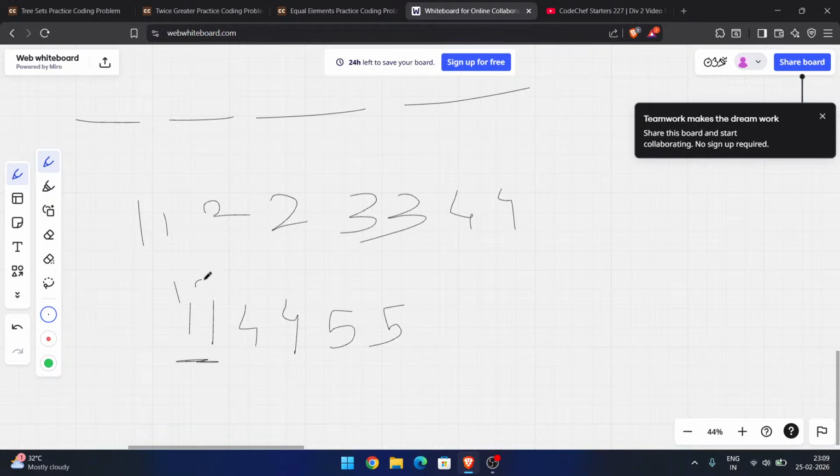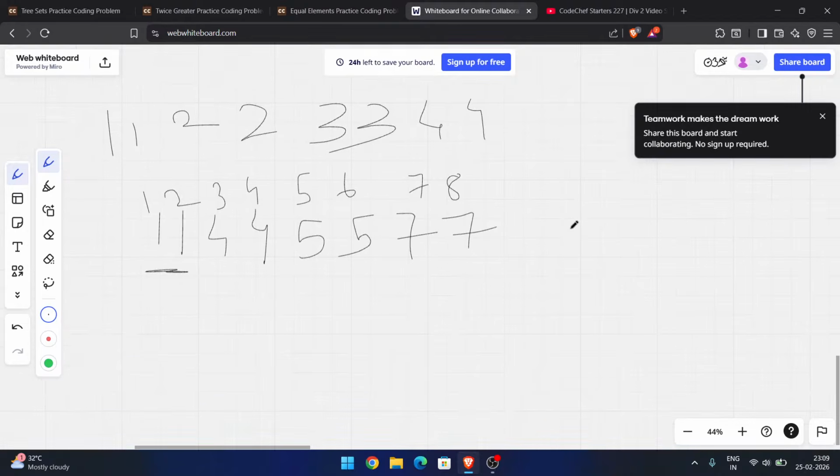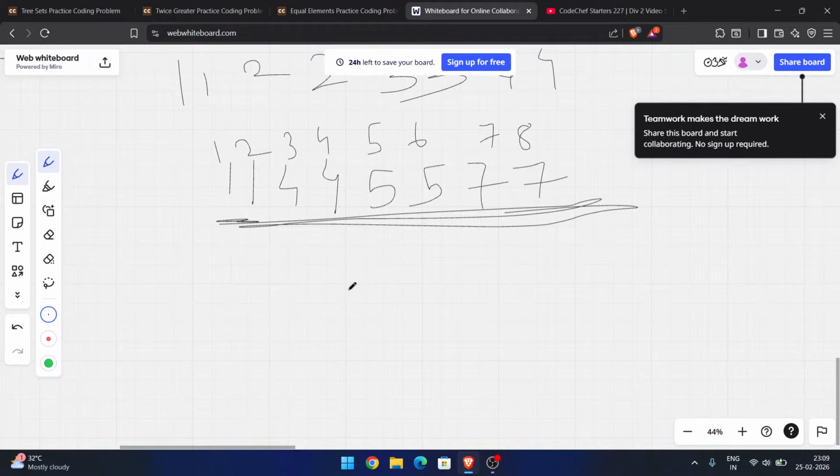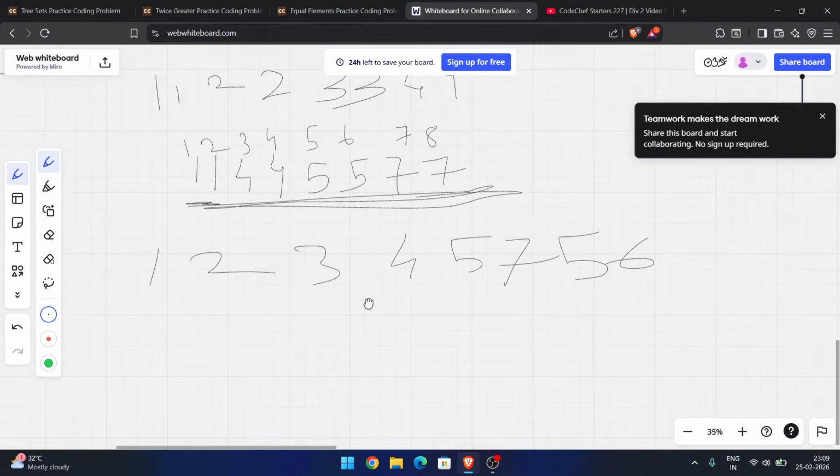First and second should be the same. Third and fourth should be the same. Fifth and sixth elements should be the same. So this was the question, and this is called a good array. Now we are given a random array, it can be anything, and we have to find the longest subsequence.